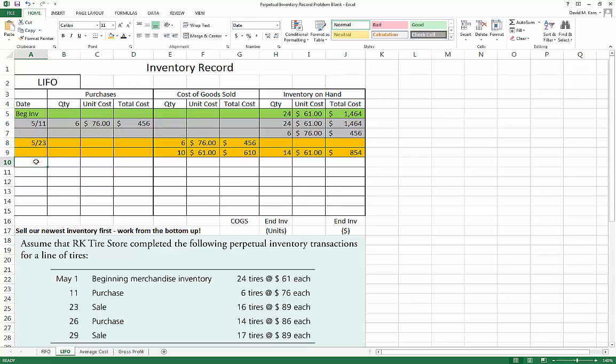Okay, then we get to the purchase on the 26th. We buy 14 at 86. Again, that's 1204. Now we have 2 layers. We'll have 14 at 61 for 854. And we'll have our newest layer of 14 at 86 for 1204. Alright, let's highlight that one here. Let's put that one in yellow.